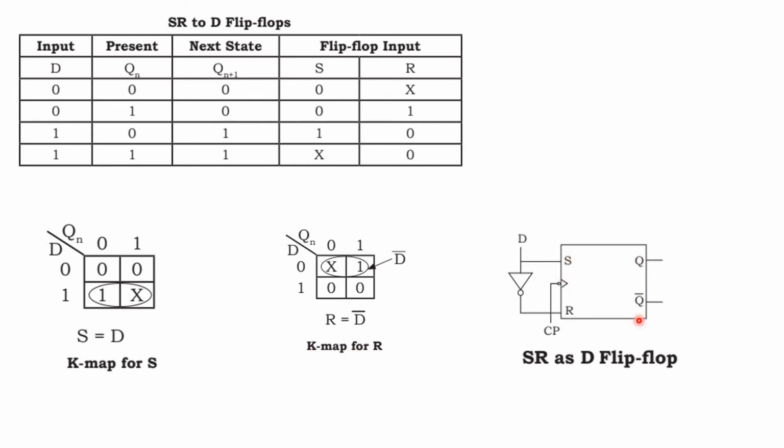Next I have to draw the symbol. In the symbol put S, R, Q, Q bar. What is the value of S? S is equal to D. And what is the value of R? D bar. How do we get D bar? We have to pass the D through an inverter, we get D bar. Okay. So the inverter you have to draw, we get D bar equal to R. So this is the SR as D flip-flop realization. We get the D flip-flop that is obtained from the SR flip-flop.